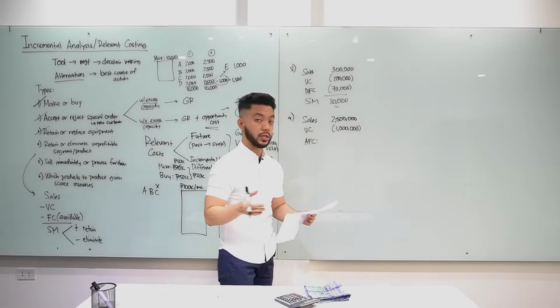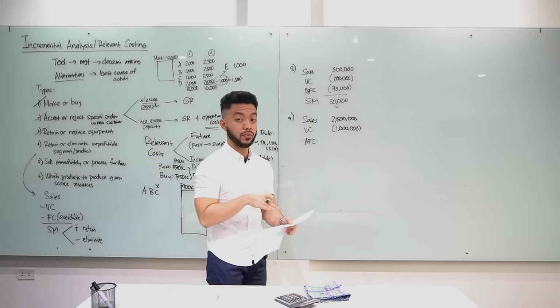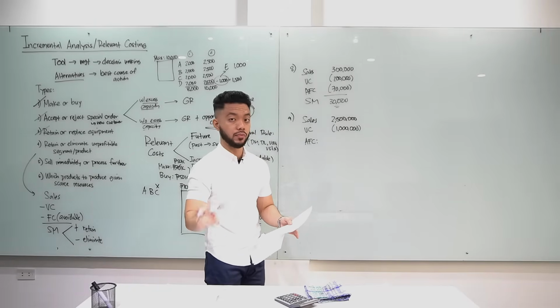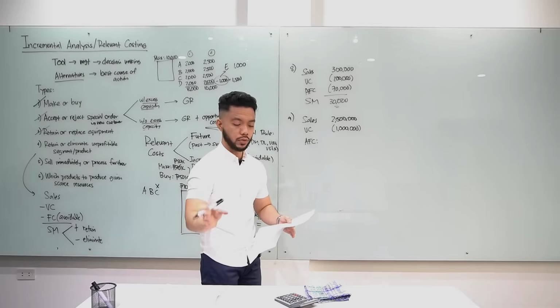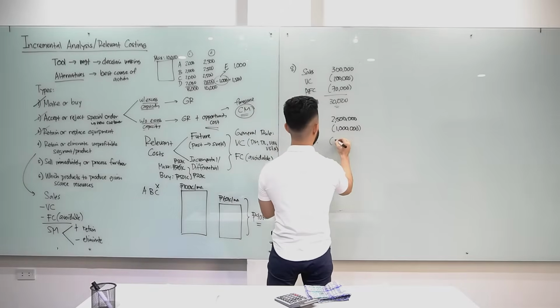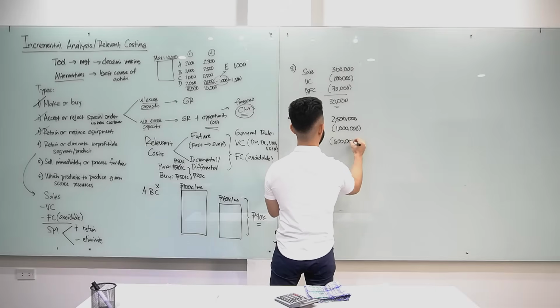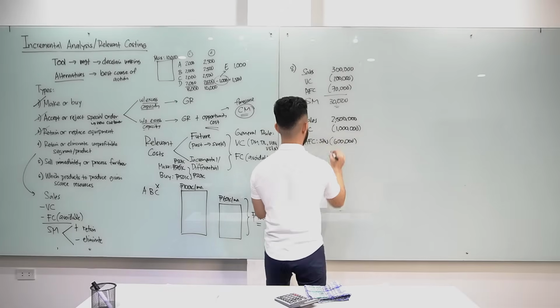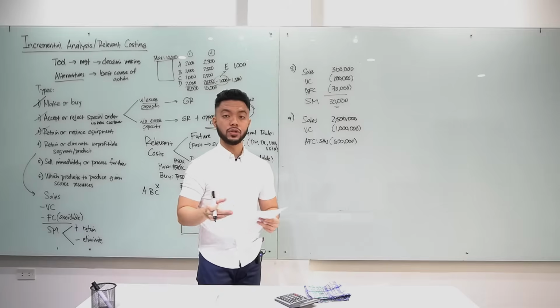Isa-isay natin. How about salaries and wages? Well, yung 750 na yan, sabi dyan, yung 150, unavoidable. Therefore, 600,000 is avoidable. Does that make sense? Okay, 600,000. Ito yung salaries and wages natin. Next, insurance on inventories.